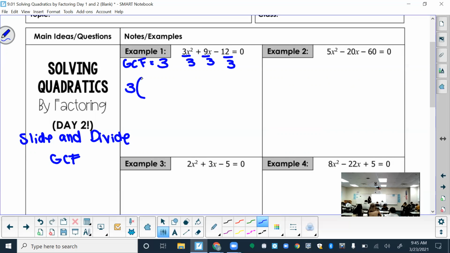Make sure your GCF goes outside the parentheses, and then inside is what you get from dividing. So it's 3x squared divided by 3: x squared, good, because the 3's cancel. What's 9x divided by 3? 3x, and it's positive, so put plus 3x. And then what's negative 12 divided by 3? Good. Now, the inside of the parentheses, could that be factored more?